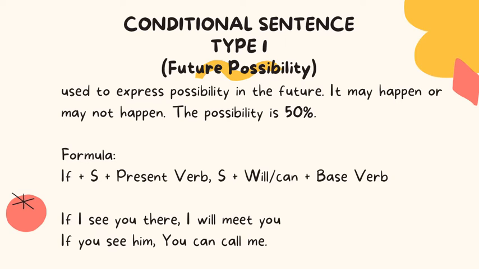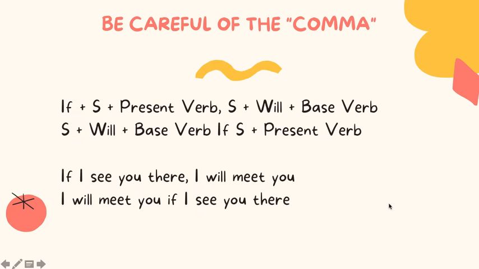There is something you need to underline: if we use conditional sentence type 1, we use the present verb, and the modal used is will, not would. So whenever you use will, you use the present verb, or the other way around, whenever you use the present verb, you use will. Okay, let's go to the next page.